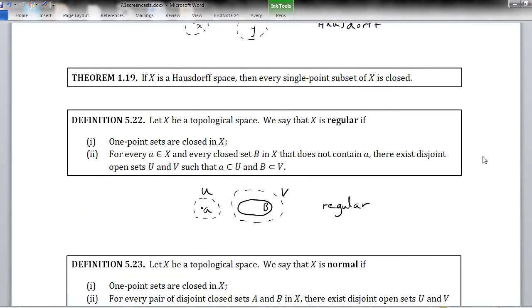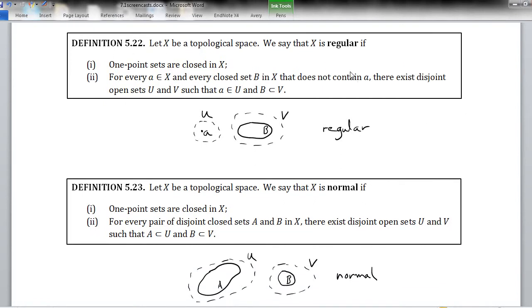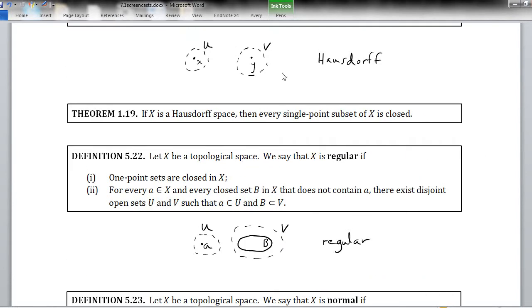Now, a little bit of a stronger property is X being regular. And in a regular space, just like in a Hausdorff space, 1 point sets are closed. But then this next one is a little bit more stringent than what we had before. So this time, for any point A and for any closed set B, potentially larger than a point, that does not contain A, there exist disjoint open sets U and V such that A is in U and B is in V. Okay, so we're requiring ourselves to be able to separate not just points, but a point and any closed set.